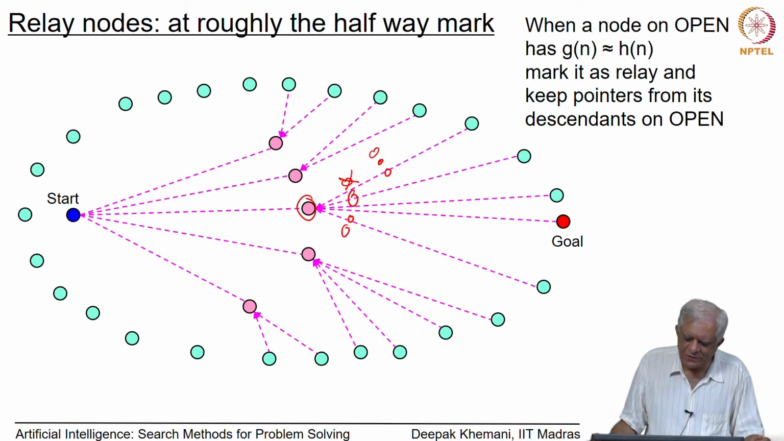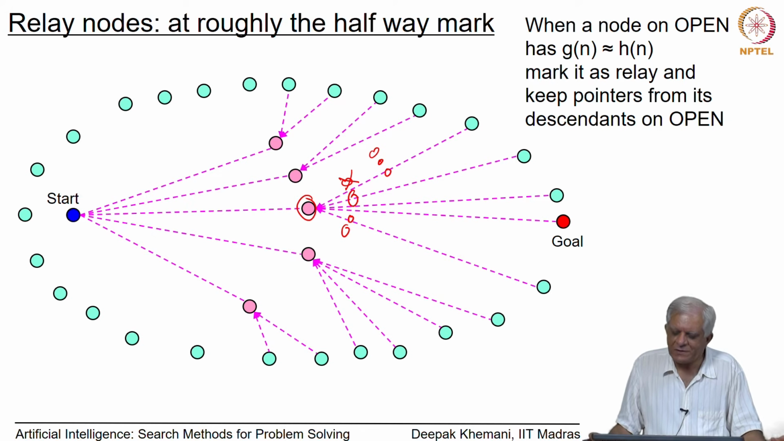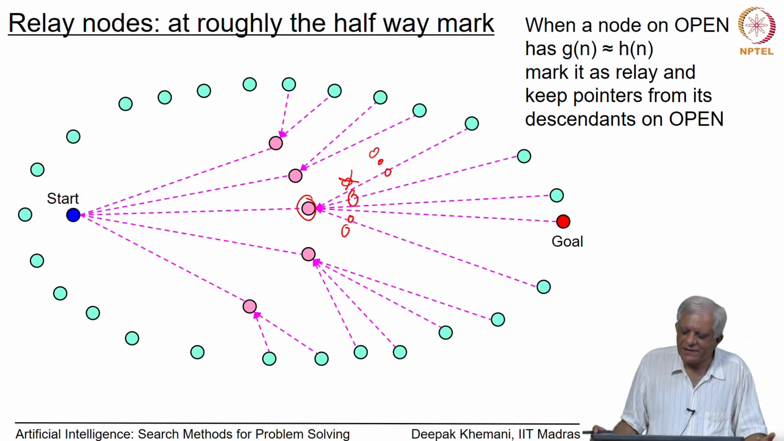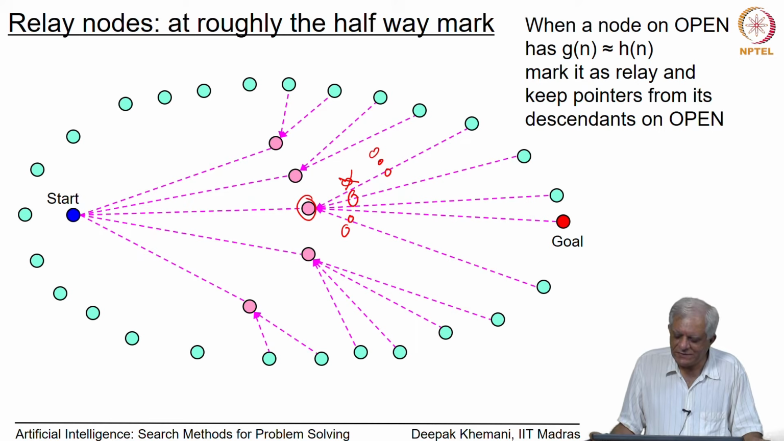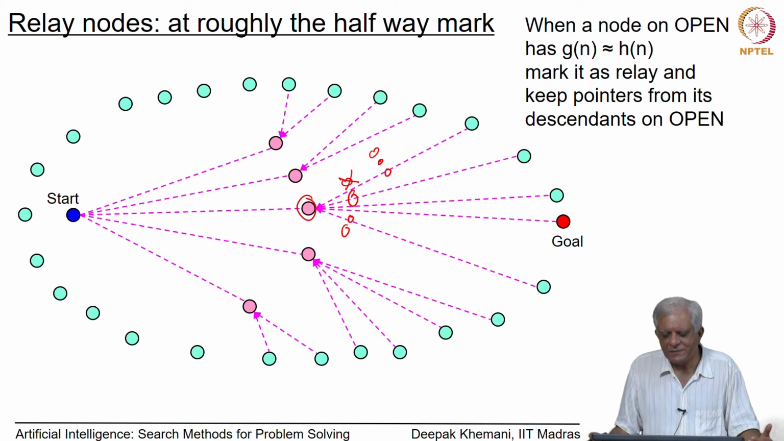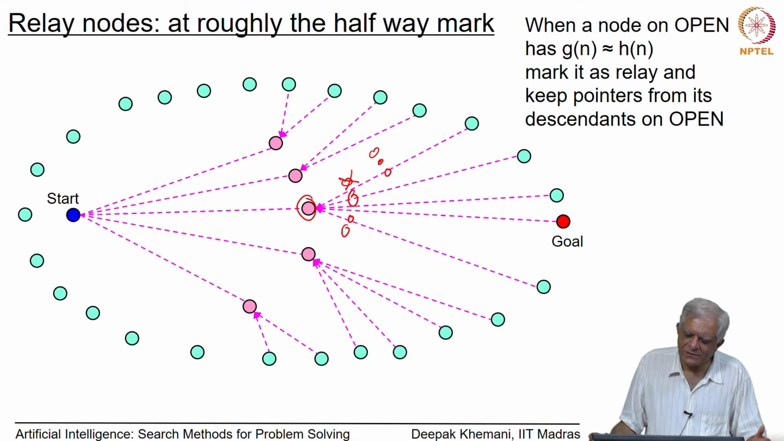How do we know that a node is at the halfway mark? Well, we do not know for sure, but you can use some criteria which says that at the point when a node has its g value roughly equal to h value, remember that h value is actually an underestimate. So, at the point where g value is roughly equal to h value, it will be a little bit closer towards the goal. It will not be exactly at the halfway mark, but it will do for us, because our goal is to basically break up the problem into two parts and make it a relay node.